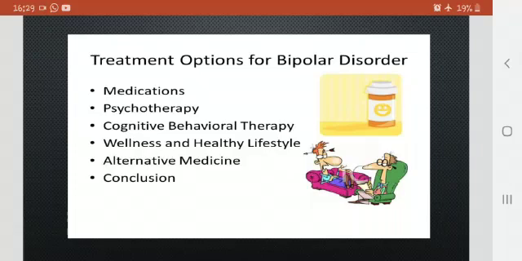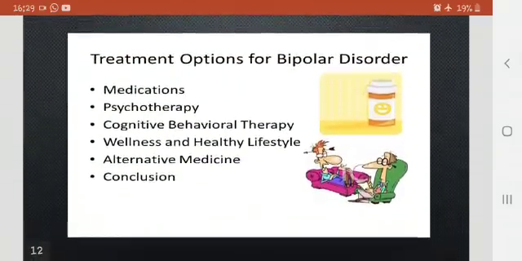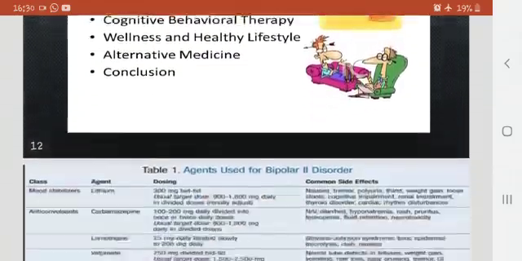So these are the treatment options for bipolar 2 disorder. First is medication, second is psychotherapy, third is cognitive behavioral therapy, fourth is wellness and healthy lifestyle, fifth is alternative medicine. And these are the options for bipolar 2 disorder treatment.